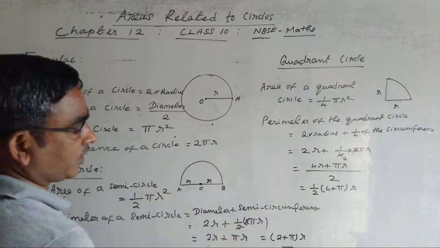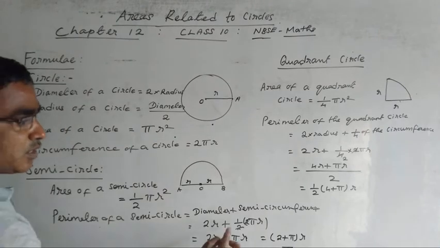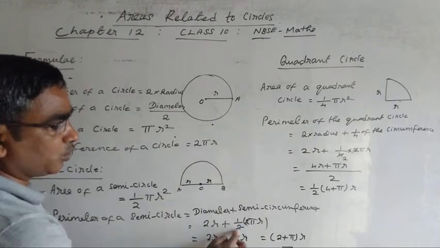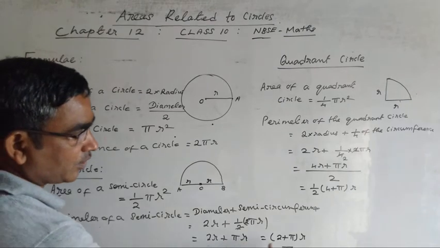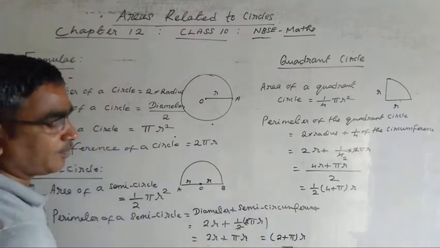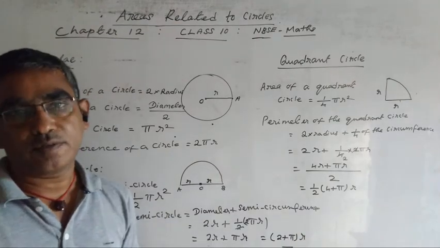And semicircumference, like half the circumference. What is the circumference? 2 pi r. So semicircumference is half of 2 pi r. The 2 will be cancelled, so 2r plus pi r. Now the common factor is r. So r is taken out, 2 plus pi. So we got the perimeter of the semicircle as (2 plus pi) into r.